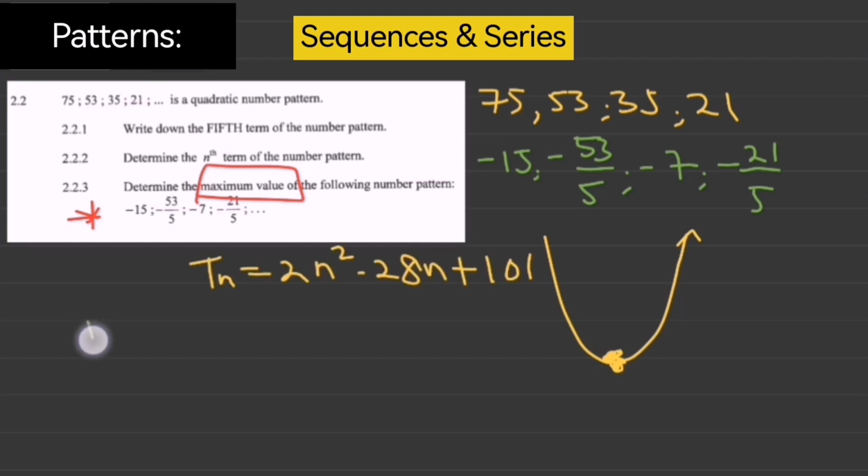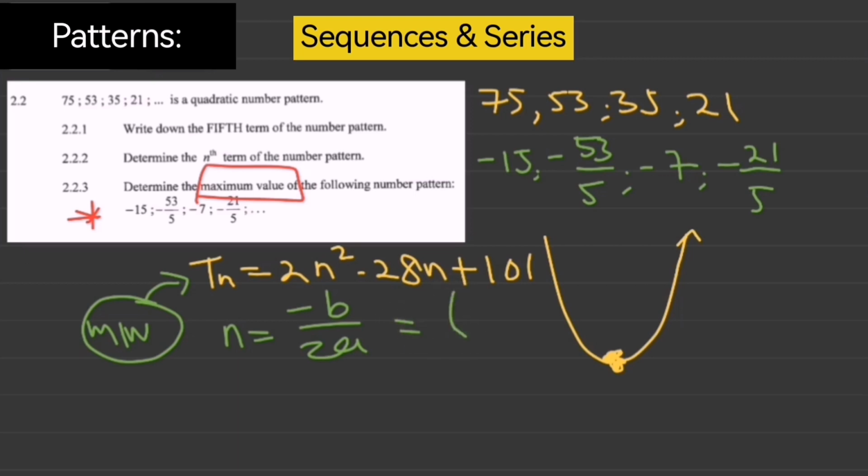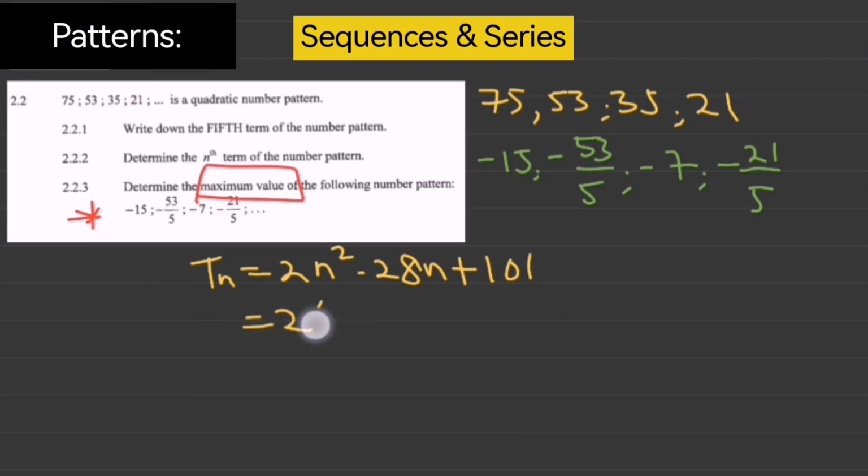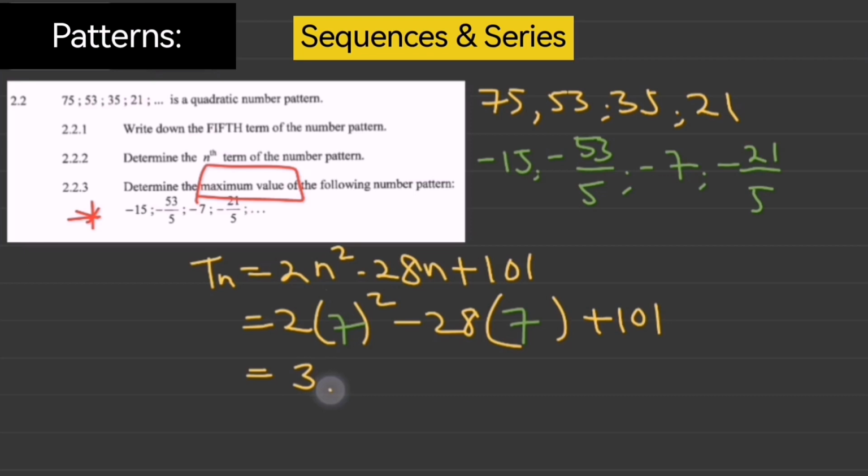So I'm going to find the position of the term that has a minimum value of this original pattern. And we'll use this turning point formula, -b over 2a, where b is -28 and a is the 2. This answer is 7. So the position of our term with a minimum value is 7. Now I'm going to substitute 7 to calculate the value of our minimum term. So the answer for this is equal to 3.